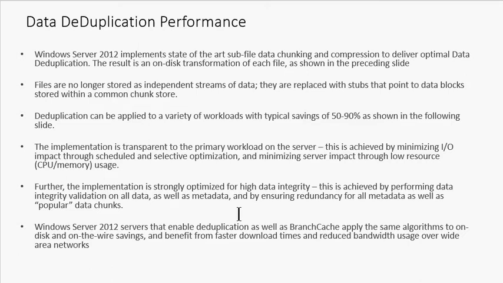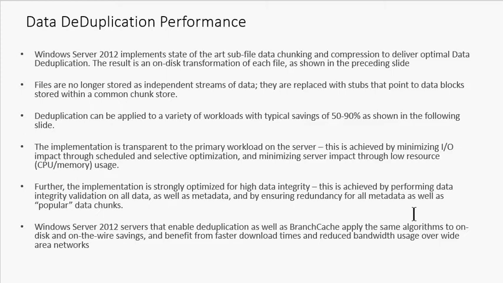Performance for data deduplication. Windows Server 2012 implements state-of-the-art subfile data chunking and compression to deliver optimal data deduplication. The result is an on-disk transformation of each file as shown in the preceding slides. Files are no longer stored as independent streams of data. They are replaced with stubs that point to the data blocks stored within the common chunk store. Deduplication can be applied to a variety of workloads with typical savings between 50 to 90%.